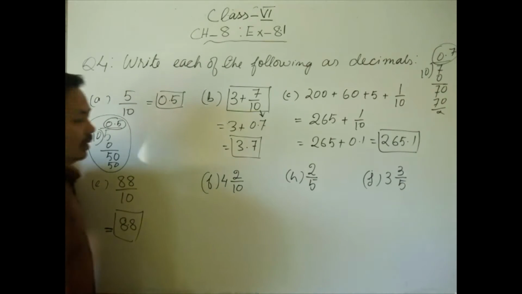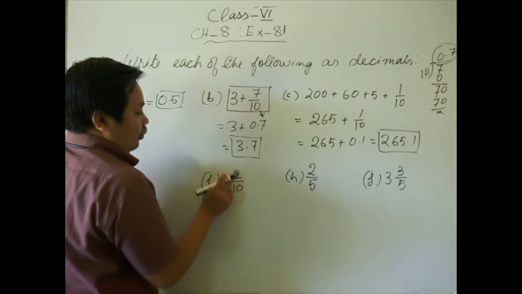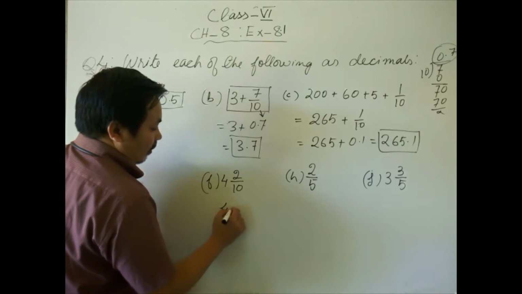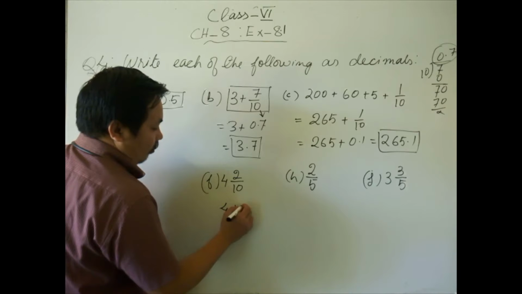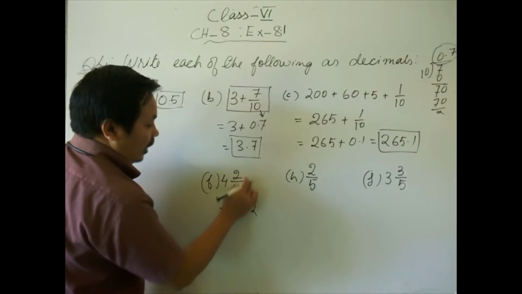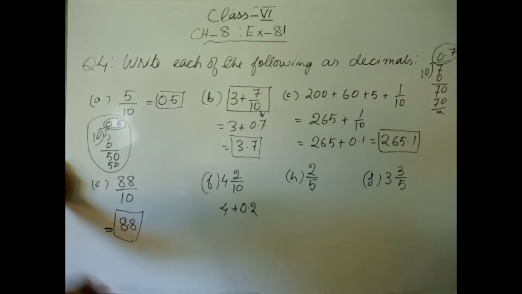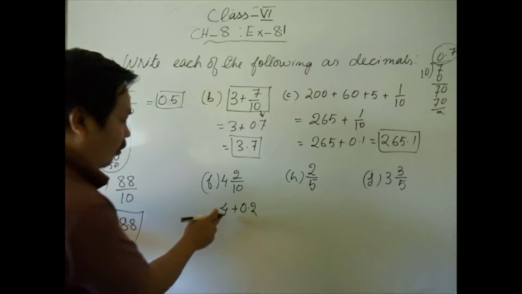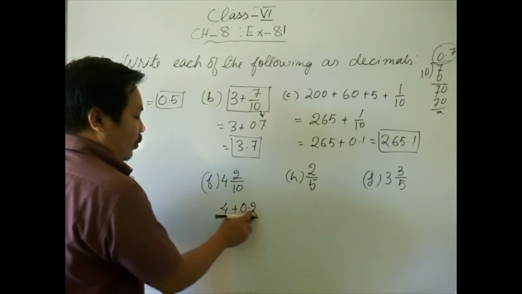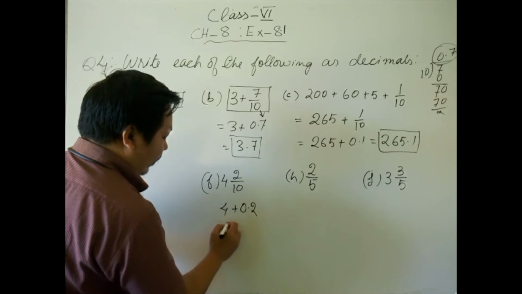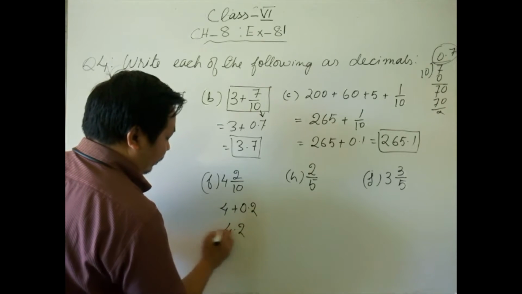And next you see here, 4 and 2/10. 4 and 2/10 means it is 4 plus 0.2. 2/10 means 0.2. You know, isn't it? 2/10 means 0.2. So 4 plus 0.2 means we are getting here 4.2.